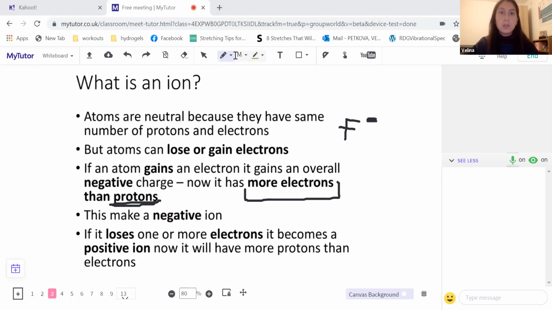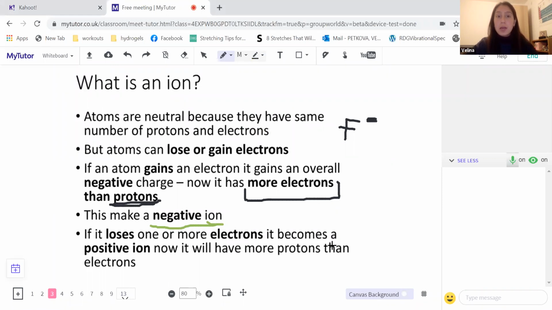So here is what an ion is. If you want to quickly jot it down, but if not, this will all be put on YouTube and emailed to your parents, so you'll still be able to access these slides even after the lesson. It's really important: whenever an atom gains an electron, it forms a negative ion.